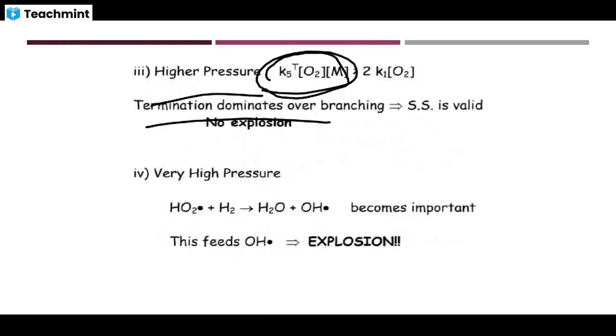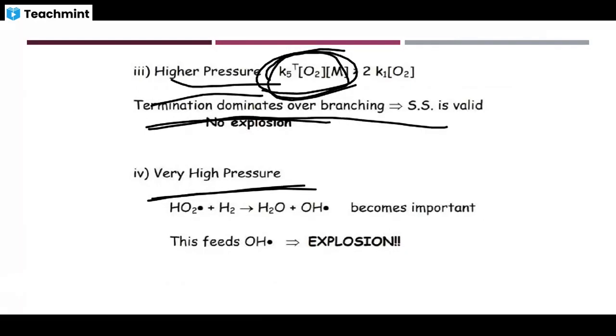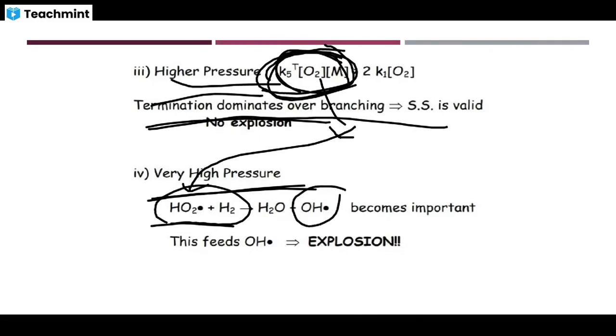That is at very high pressure. So at high pressure, the termination K5 dominates. At very high pressure, what happens? It reacts further with H2 and this reaction is very fast. The product of this reaction is the OH dot, which again reacts with H2 to form OH. This feeds the OH dot.